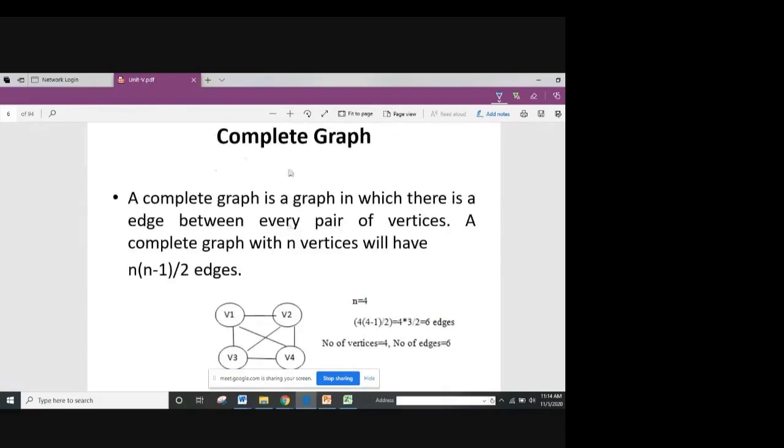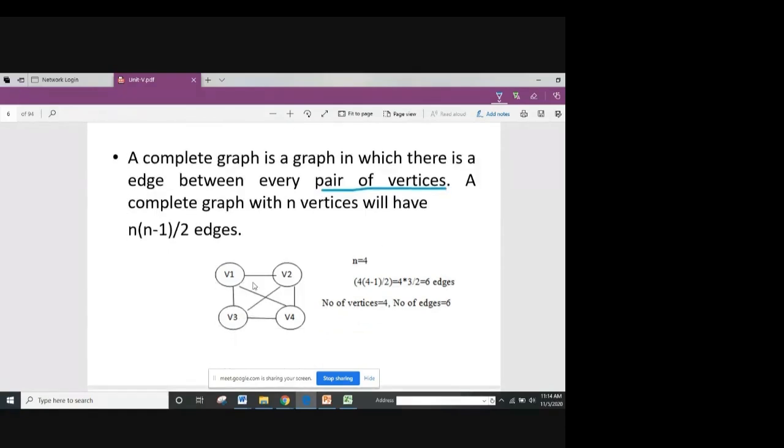And complete graph. Complete graph means all the vertices are connected to one another, where there is an edge between every pair of vertices. You can see there is no arrow mark. If there is an arrow mark, then you have to give it on both sides, V1 to V2, then V2 to V1. That also you can tell as a complete graph. But here no arrow mark, so it is a complete graph and all have connections to one another.